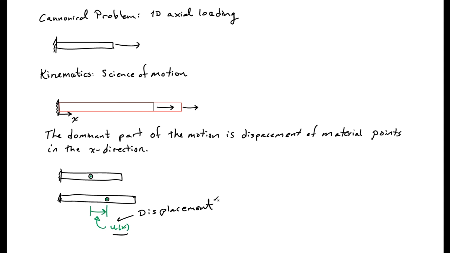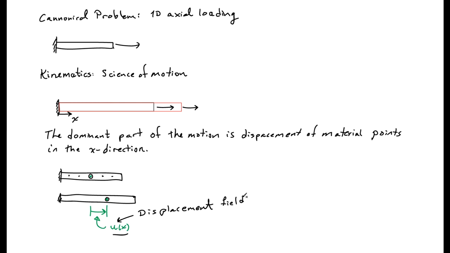So u of x is a function, and for every point in the body, no matter which point I'm looking at, it's going to have a unique value, and that unique value is going to tell me how much the material point moves under deformation. We call this a displacement field, more precisely. It tells us the field of displacements in the entire body. And what we'd like to do is turn this into a mechanical theory just from this observation.